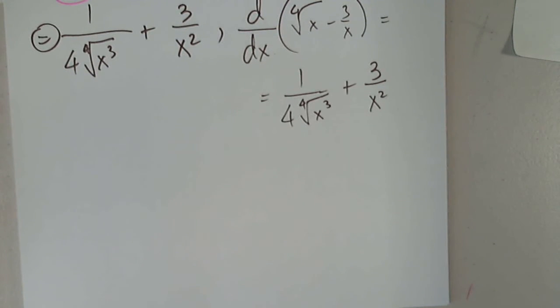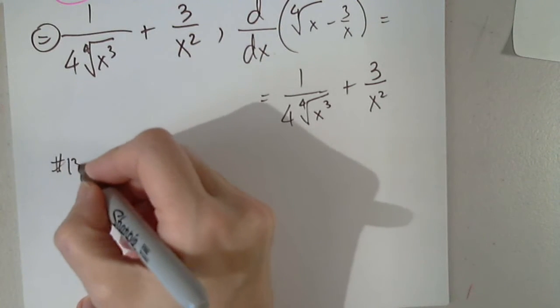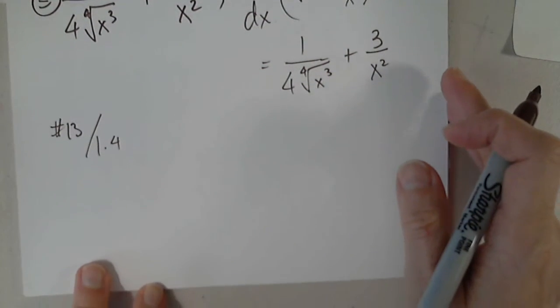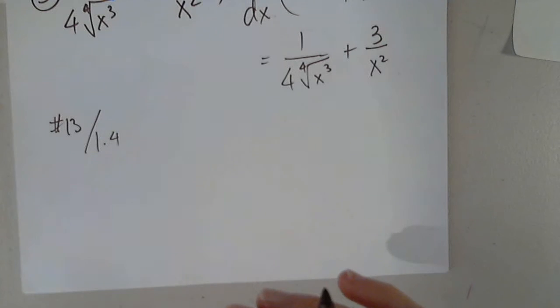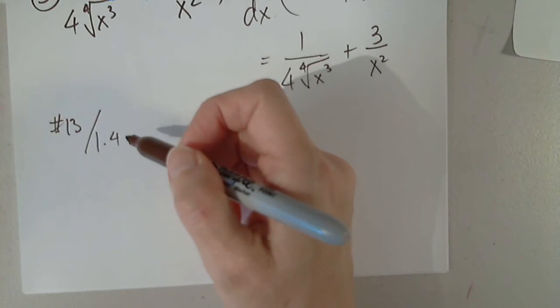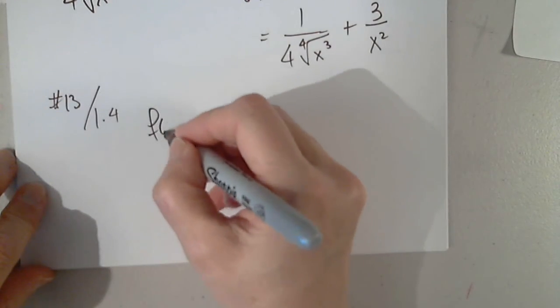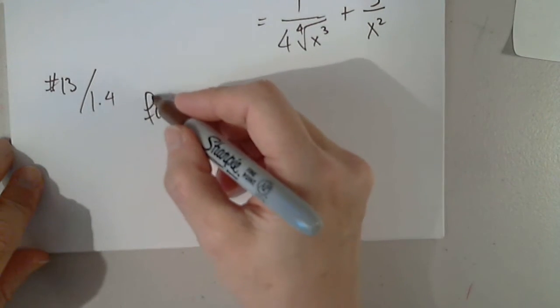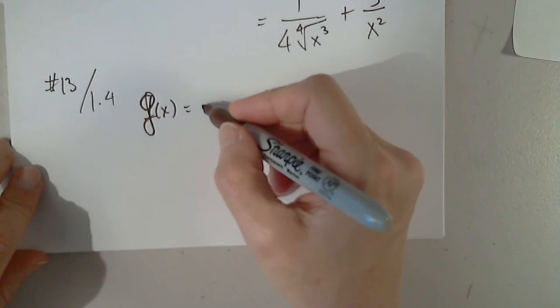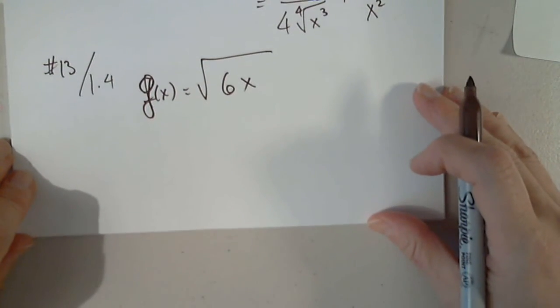Good. Anything else? Is there anything else you would like to go back to? Other questions? 13 on section 1.4? Yeah, it says find g prime if g of x is the square root of 6x. Oh, okay. So yeah, I don't have it, but I can bring it up. So just give me the function. g of x equals the square root of 6x. And you have to find g prime.